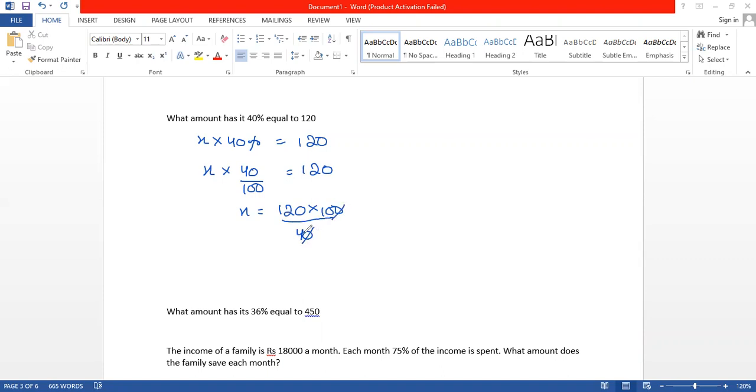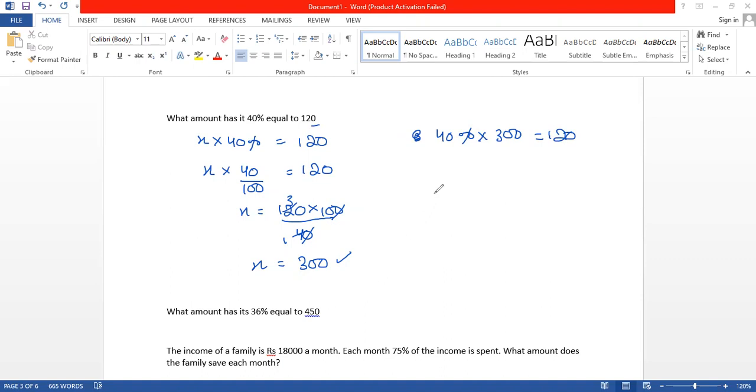0 and 0 will get cancelled out, 4 ones are 4, 4 threes are 12, so X is coming 300. This means 40% of 300 will give you 120. So you can even check this. So if you do this calculation, 40% of 300, your answer should come equal to 120.